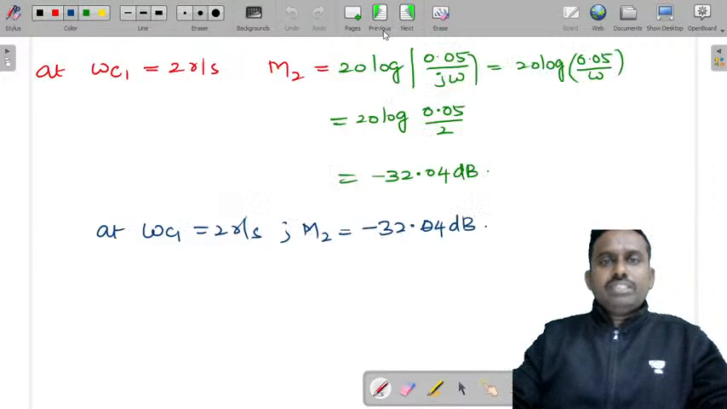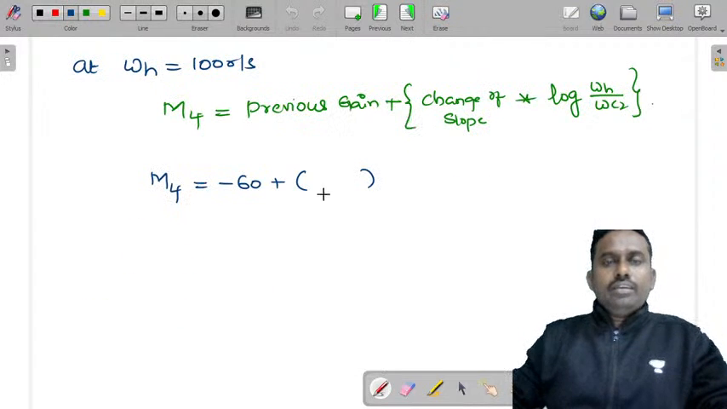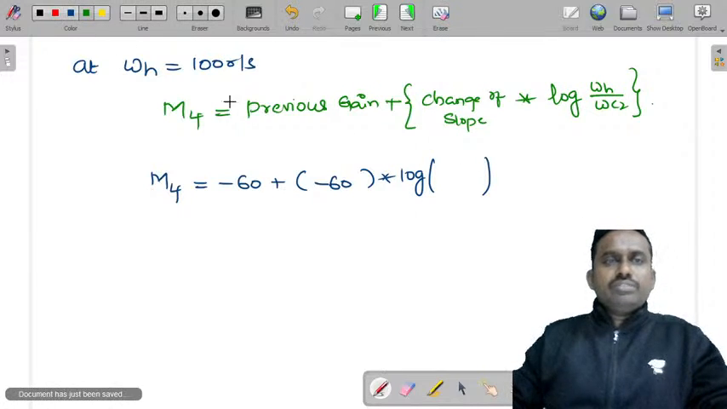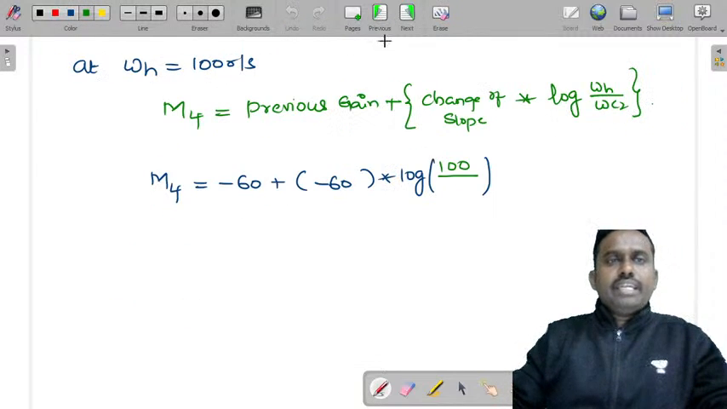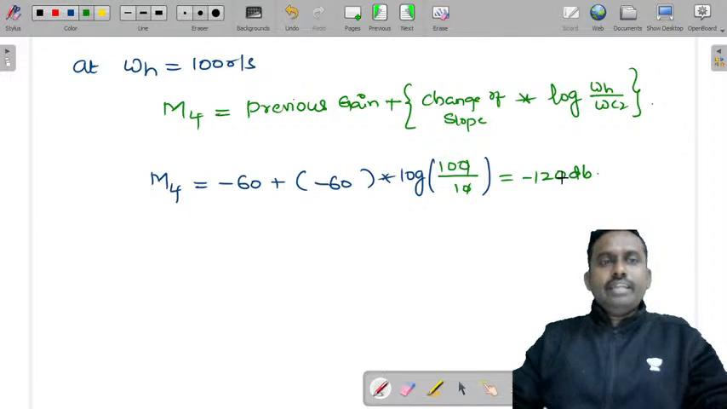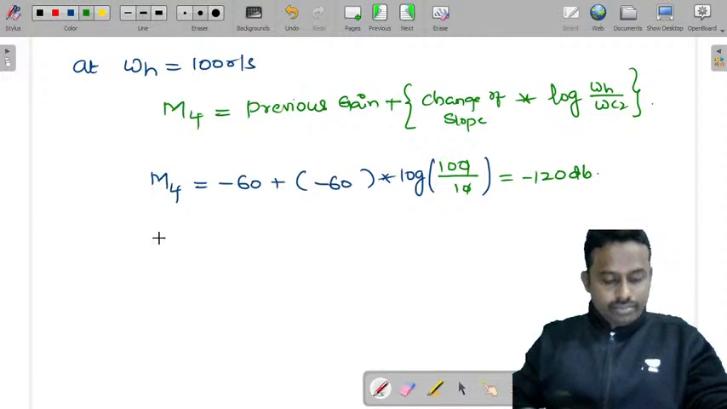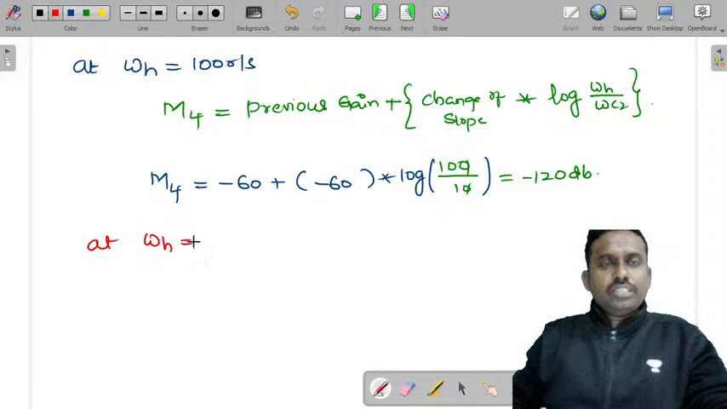Minus 60 plus change of slope. This change of slope is taken from the table. The only change of slope that is left is minus 60. So minus 60 into log of present frequency 100 by previous frequency 10. Check whether these numbers are correct, because I am writing some approximate numbers. So this is minus 119, or minus 120 dB. Can I write at omega H equal to 100 radian per second, M4 is minus 120 dB?